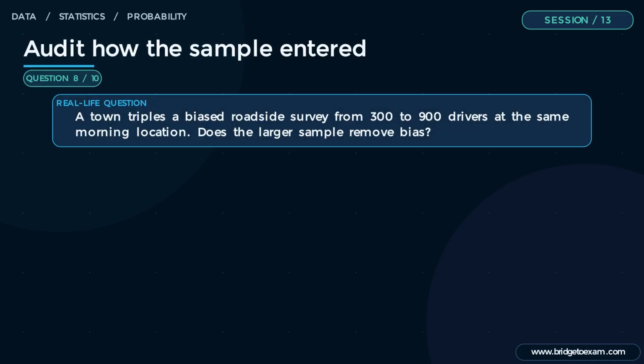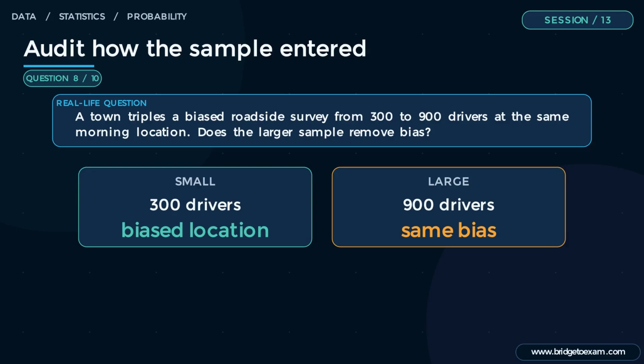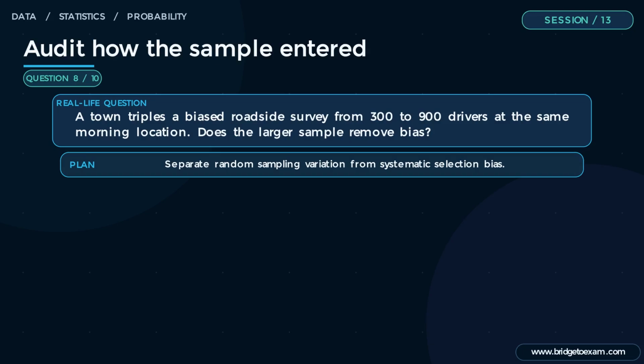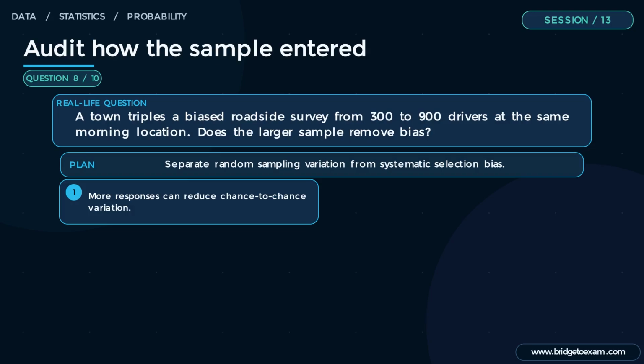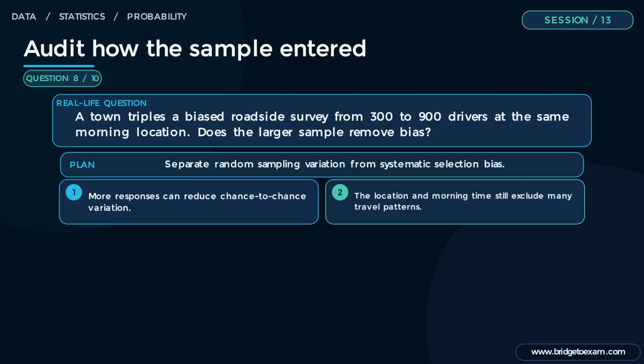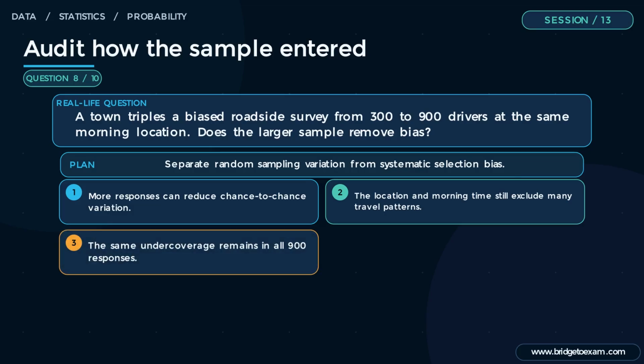Example 8. A town triples a biased roadside survey from 300 to 900 drivers at the same morning location. Does the larger sample remove bias? The comparison places both cases on the same scale. Plan. Separate random sampling variation from systematic selection bias. Step 1. More responses can reduce chance-to-chance variation. Step 2. The location and morning time still exclude many travel patterns.